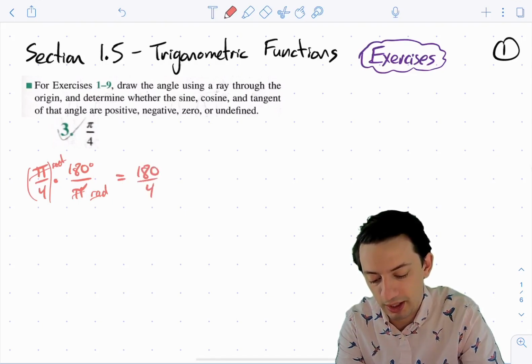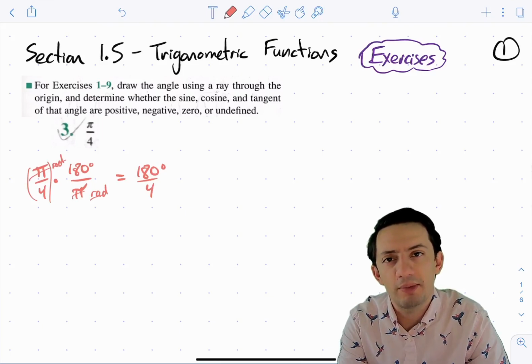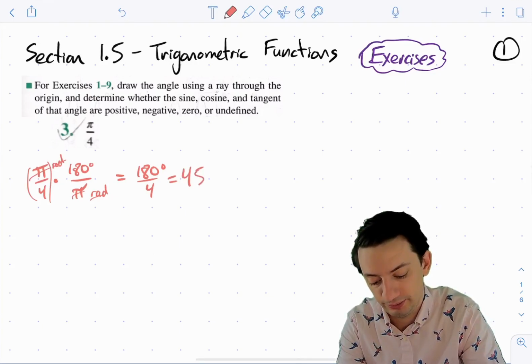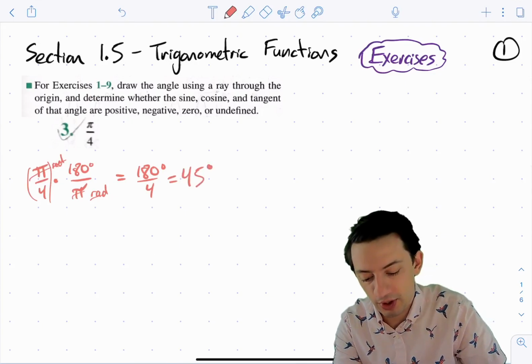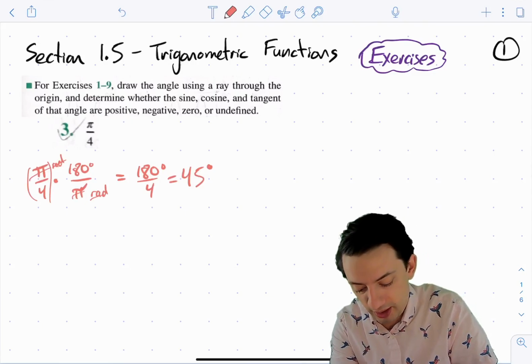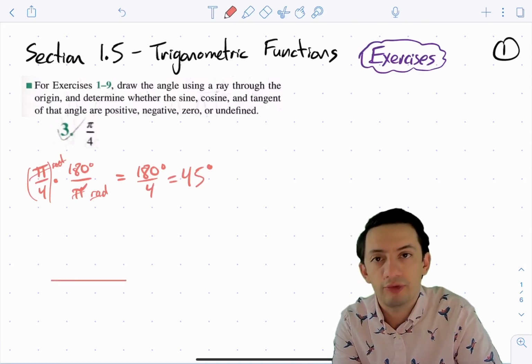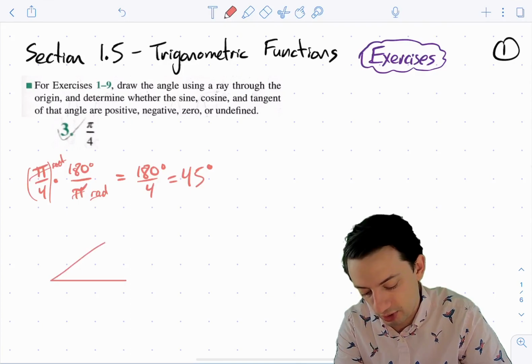That leaves us with 180 over 4 degrees. To divide by 4, just divide by 2 twice. So 180 over 2 is 90. 90 over 2 is 45. So if we know that, then we know what our angle looks like. Let's draw our flat ray, that's our x-axis, and then let's draw one that's about 45 degrees. Now we're just kind of estimating here.